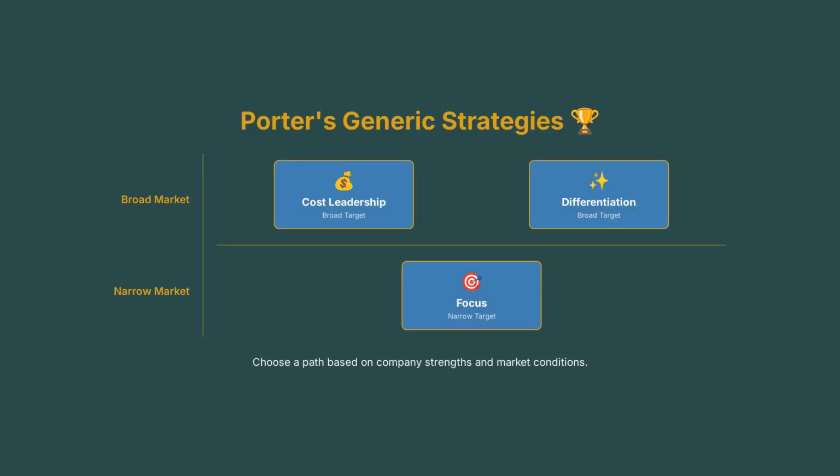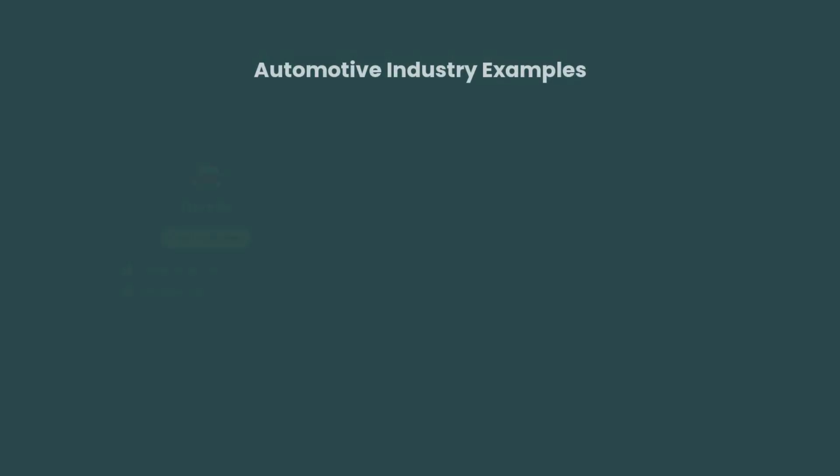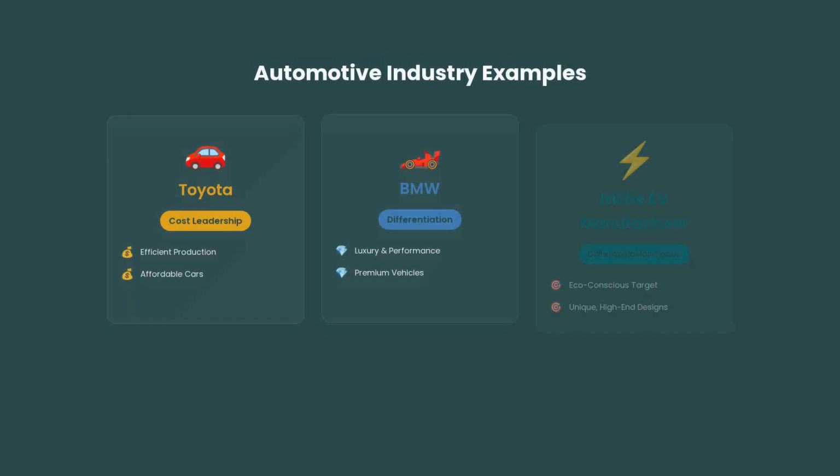Cost leadership and differentiation target broad markets, while focus strategies target narrow segments. Understanding each strategy allows you to choose the right path based on your strengths and market conditions. To illustrate, let's consider the automotive industry. A company like Toyota, known for its efficient production and affordable cars, follows a cost leadership strategy.